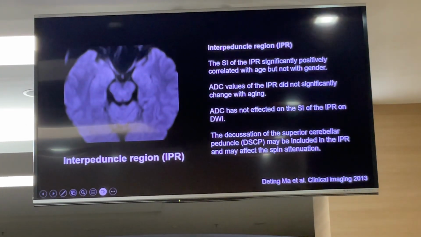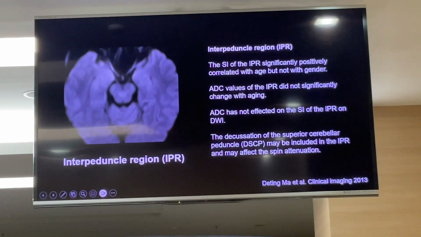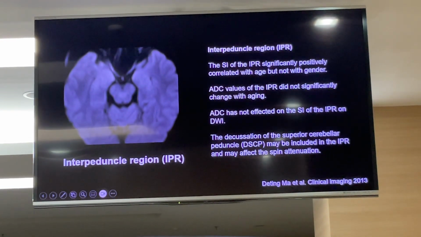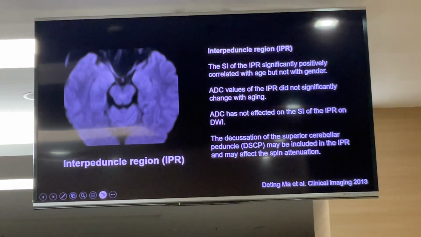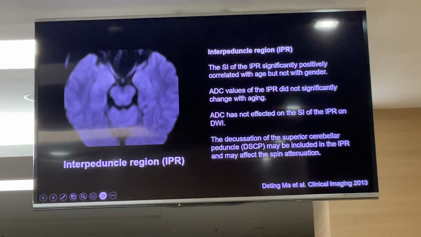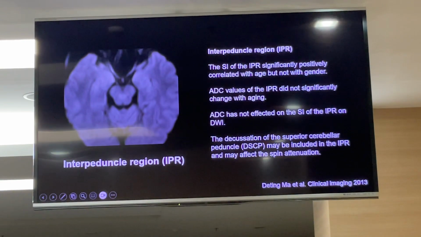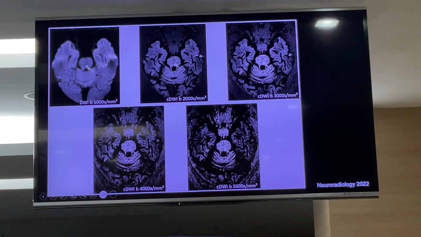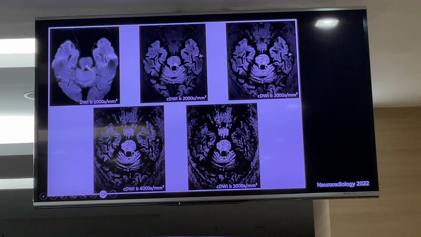This is because the decussation of the superior cerebellar peduncle may be included in the IPR and may affect the signal intensity. So it is entirely normal. Yeah, entirely normal. I was asked about lesions in this difficult area several times.